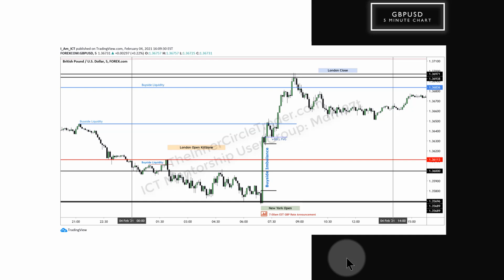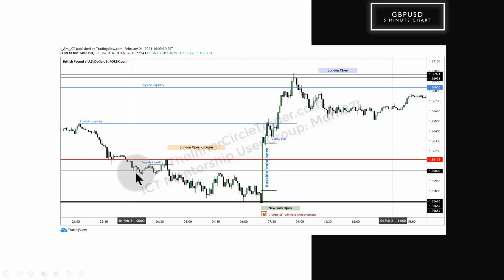The market trades down into a fair value gap, and I'll leave this for you to study on your own. It's kind of a tricky one, but you can find it if you go through your time frames. But I'll talk about it when we do our weekend review. But nonetheless, the market trades below an old low, which is this red line in here. We have a buy side liquidity pool right here.